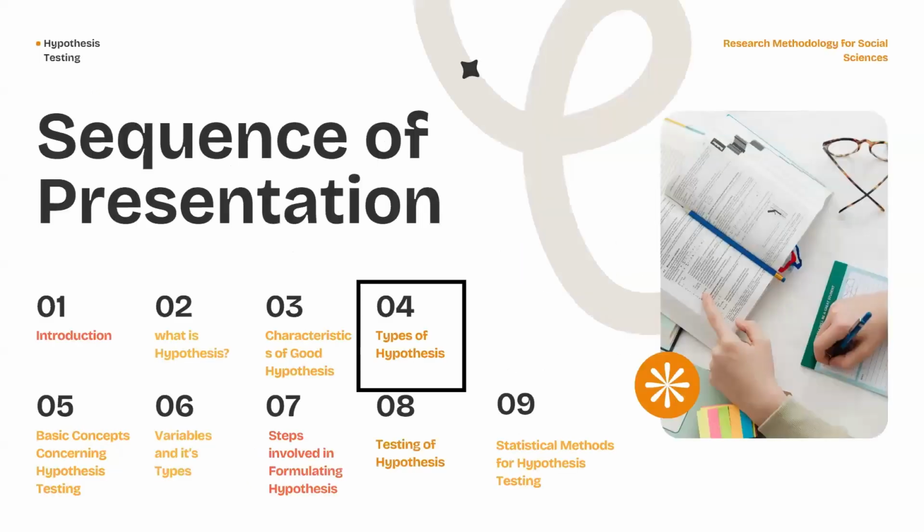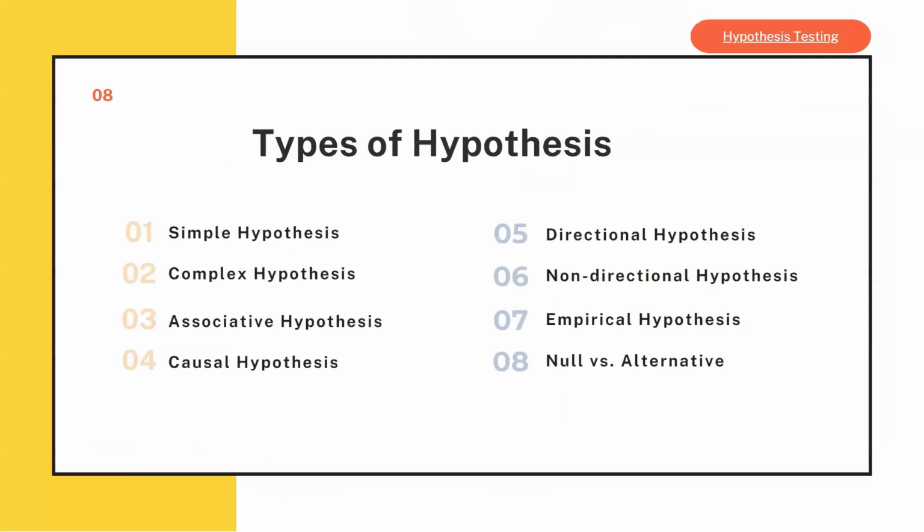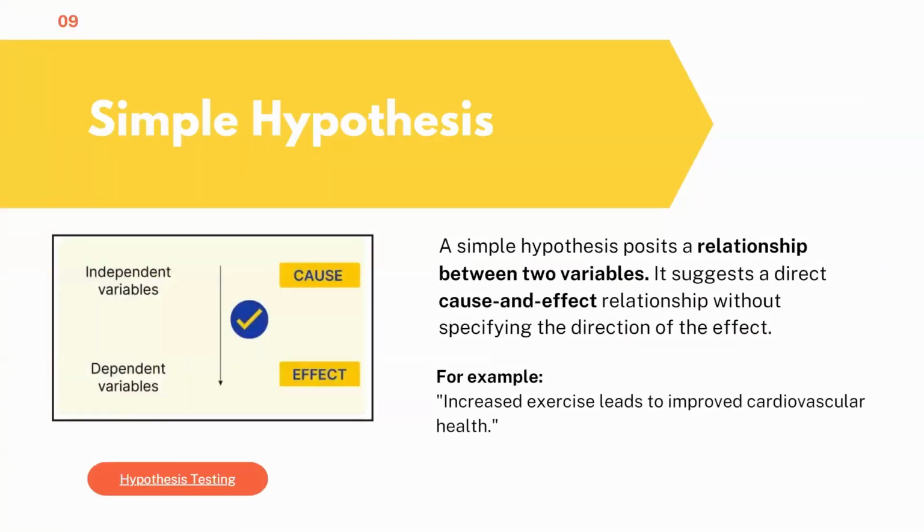Let's move on to types of hypotheses. So we can see the various types of hypotheses. In this, we have simple hypothesis, complex hypothesis, associative hypothesis, causal hypothesis, directional and non-directional hypothesis, empirical hypothesis, and the last one, the null versus alternative hypothesis. The first one is the simple hypothesis. A simple hypothesis explains the relationship between just two variables, an independent variable and a dependent variable. It focuses on a direct cause and effect relationship, but it does not go into the specific direction of the effect.